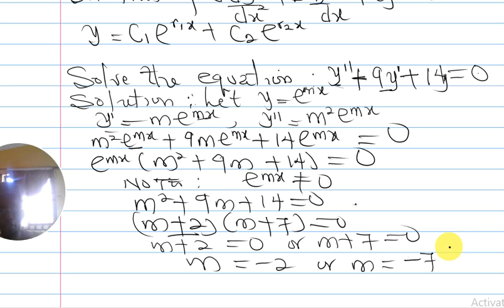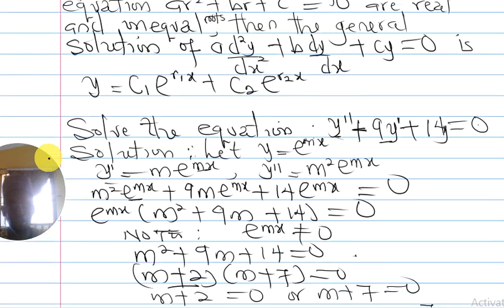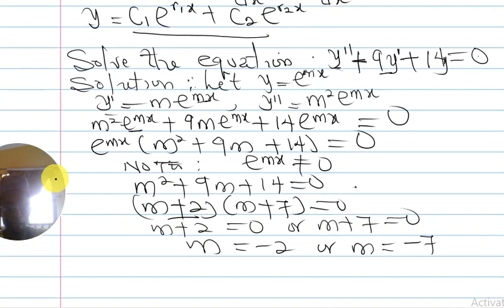Now if you look at the theorem that we have here, if this quadratic equation has real and unequal roots, since they have unequal roots, we can now apply this one here. That is, I can have y equals c1, which is constant, e raised to power r1, where m stands for this root, so e raised to power minus 2x, plus c2 into e raised to power r2, which makes minus 7x. So this is the final answer to this equation.